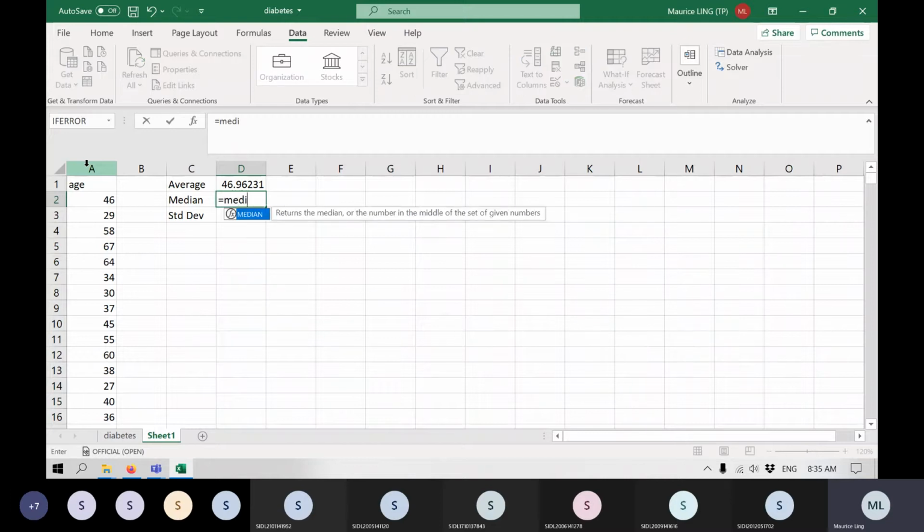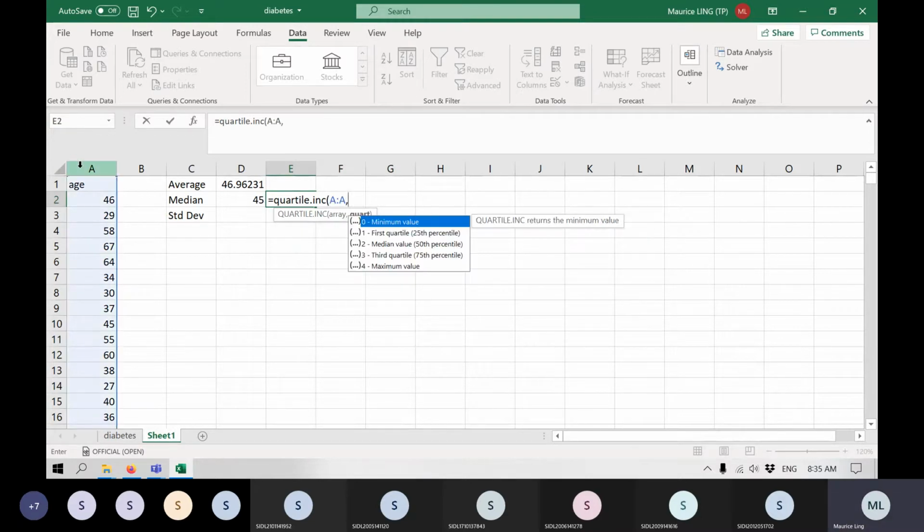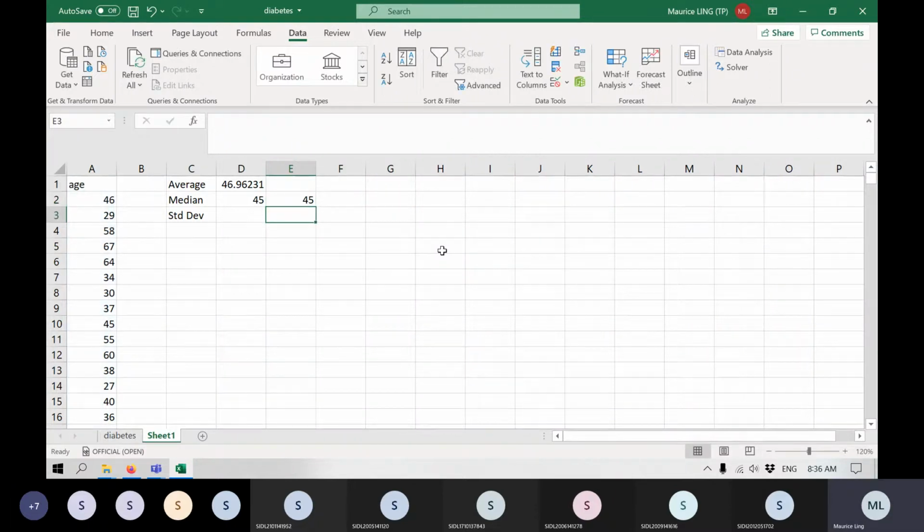For the median, there are two ways. One is to use MEDIAN. The median age is 45 years old. Another way is to use QUARTILE. Include the array, then the second argument asks you which quartile. 0 means the minimum value, 1 is the first quartile, 2 is the median, which is the 50th percentile, and 3 is the third quartile. So you can use 2. That is how you can find quartiles as well.